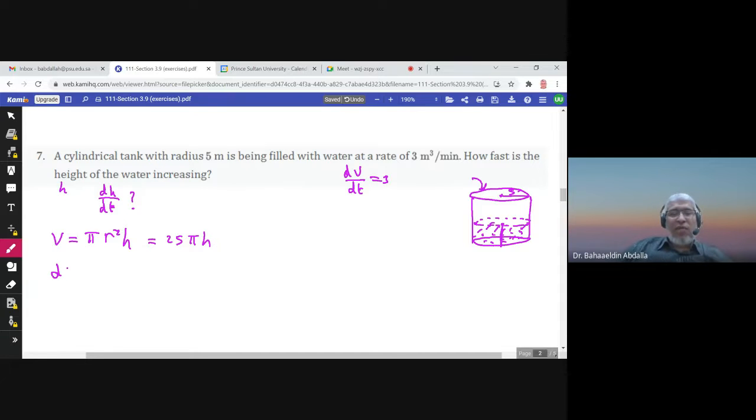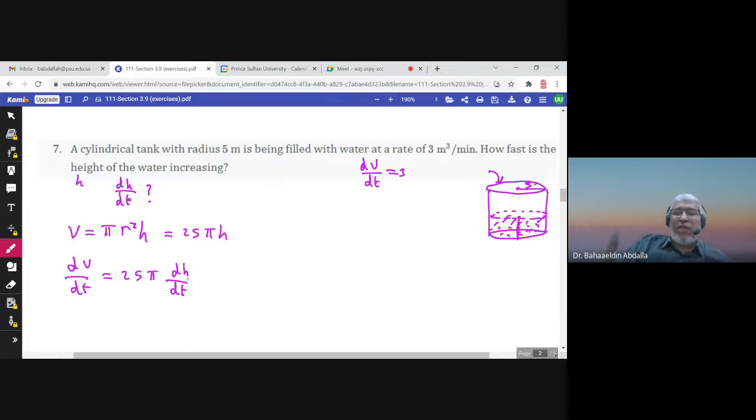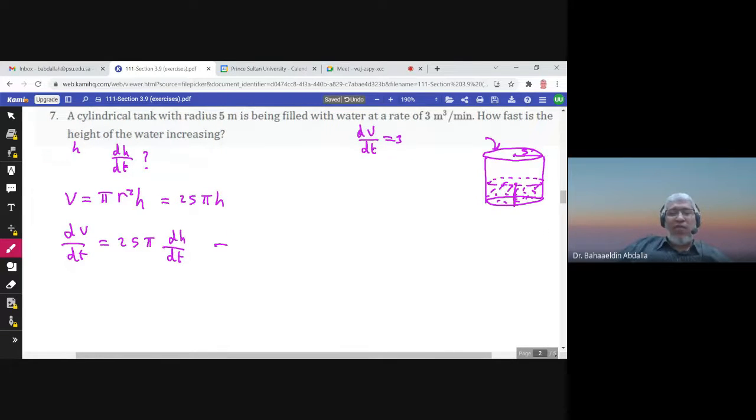Now dV by dt would be equal to 25 pi, which is a constant, times dH by dt. And we have dV by dt as 3, equals 25 pi times dH by dt. So dH by dt would be equal to 3 over 25 pi meter per minute. So this is the change of the height with respect to time.